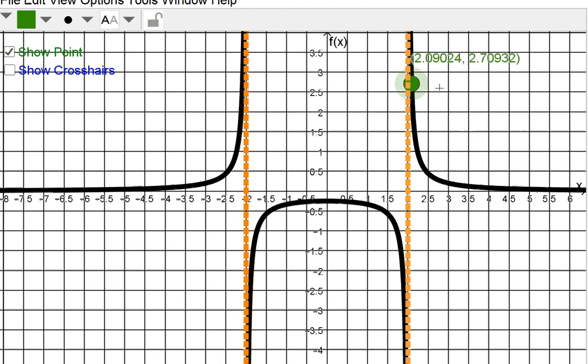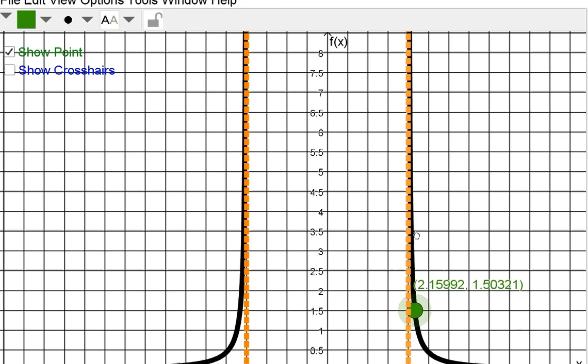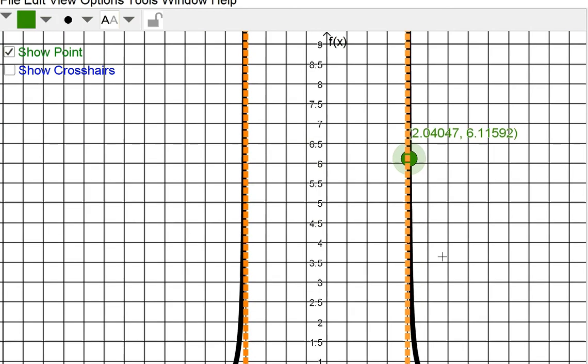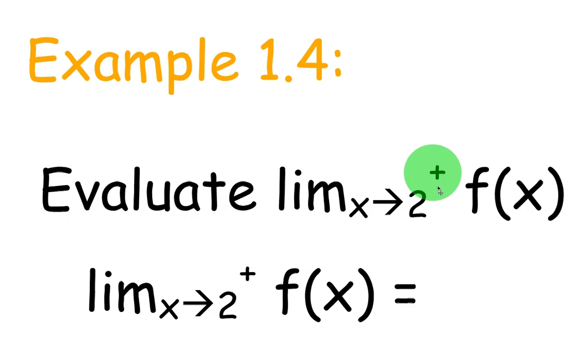The y value is going to shoot up again, like it did in one of the previous examples. So it's going to go up forever, and therefore the limit as x approaches 2 from the right is going to be positive infinity.